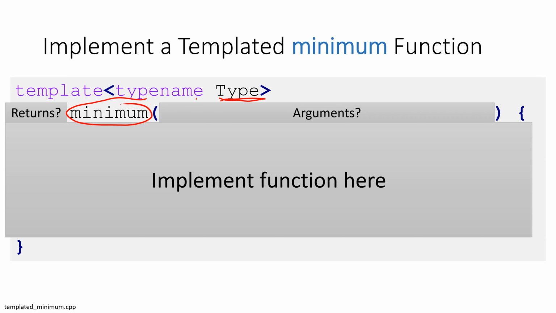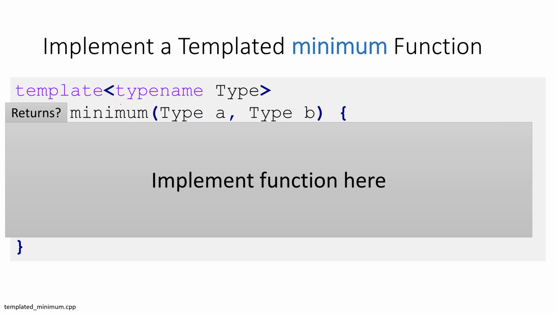So what should we write for the arguments here? Let's just call them A and B. But there are two arguments. What should their type be? What do you think? Type A, type B. Basically, I said that the generic type is named type, so that's what I should have there. What should it return? You're on a roll. Go for it. What do you think? It should return type. So that's exactly right.